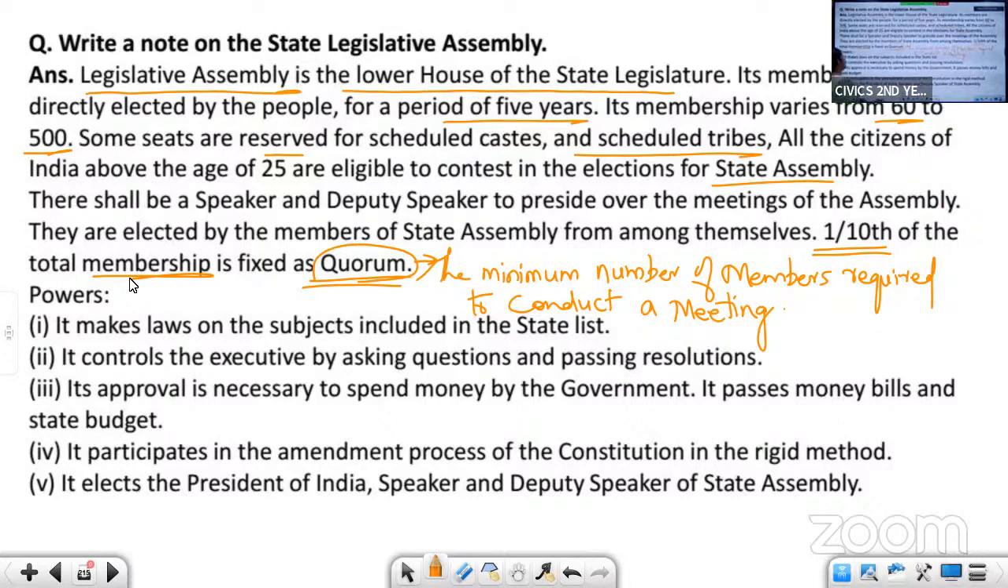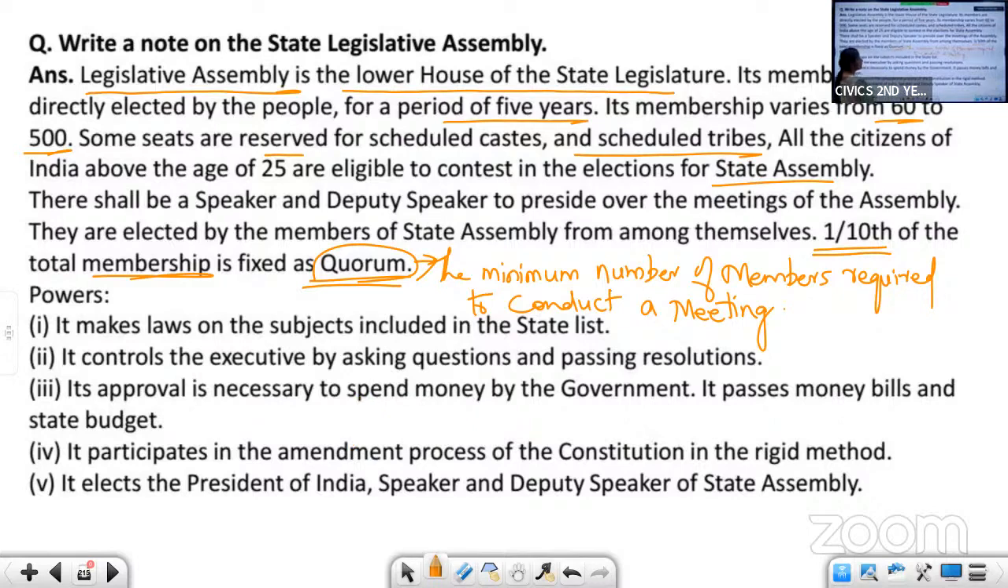For example, if the strength of the assembly is 60, then the quorum will be 1/10 of it. That is, 6 members should be present to conduct the meeting. If the strength is 500, then the quorum, 1/10 of 500, is 50. So 50 members should be present to conduct a meeting of the house.